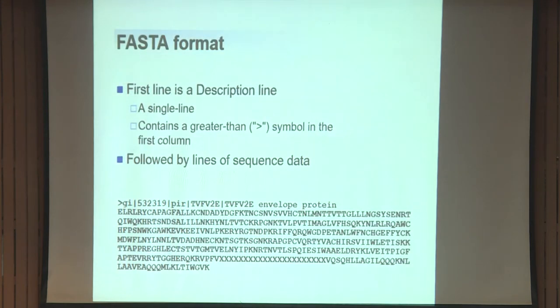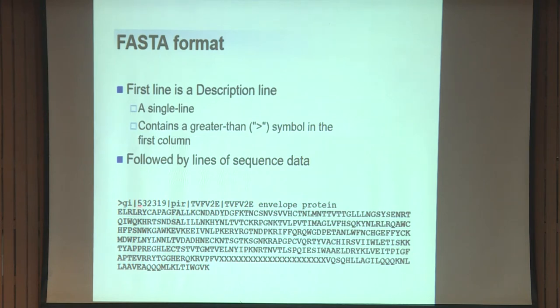The FASTA format is the most common format, recognized by almost all the software. The full form is FAST-all format, or some people call it fast alignment format. This FASTA format has two parts. The first line is the description line. It is a single line containing a greater than symbol in the first column, followed by the lines of the sequence data. So there should be a greater than sign.